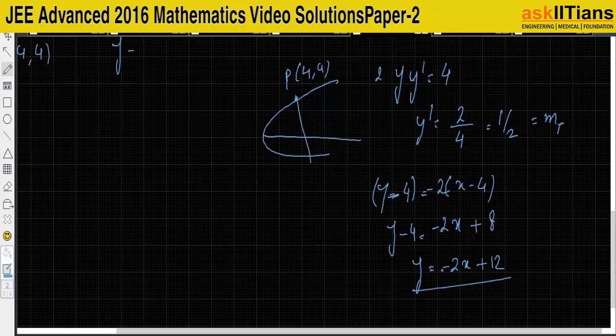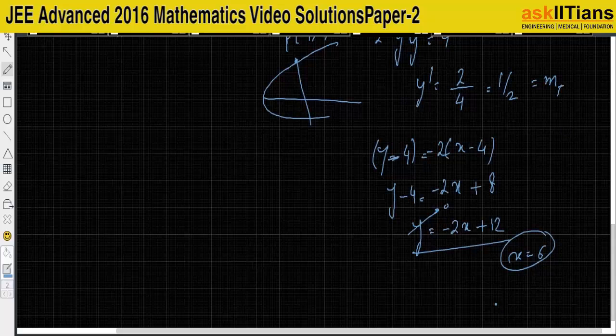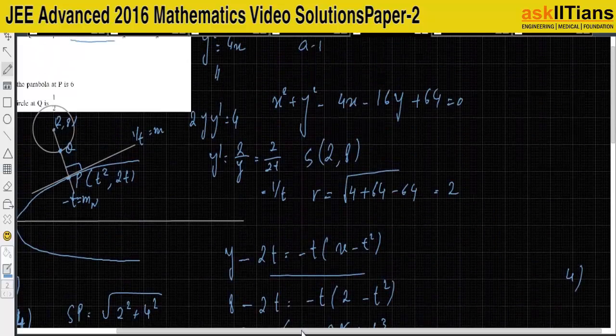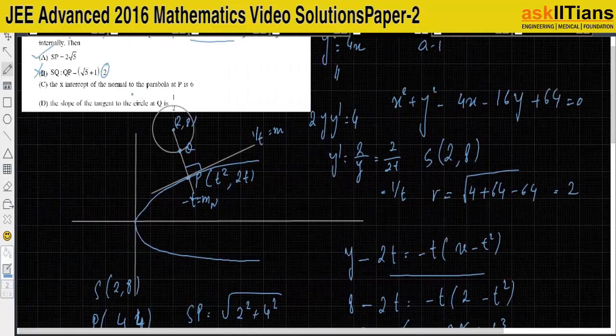Yeah, same equation only. So here I have to find the x intercept, right? So I'll put y equal to 0. If I put y equal to 0, I'll get x as 6. So that should be 6. Yeah, so that's the correct option. It is given here that the x intercept of the normal to the parabola is 6. So this is the correct option.